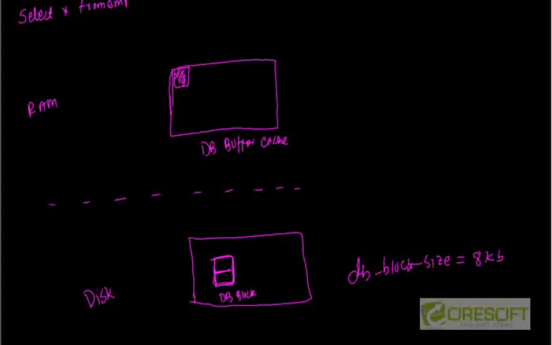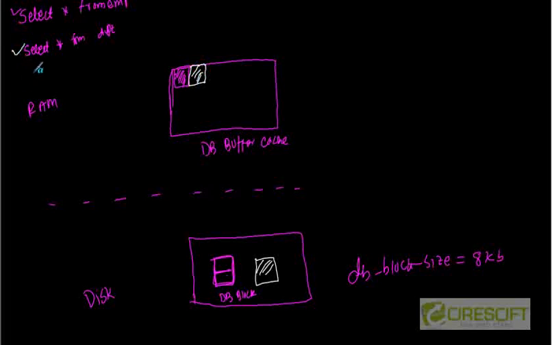So let's say after some time I give select star from department. Similarly, it will check whether the department's information is already in the buffer cache or not. If it's not there, it is going to read from the department block, which for example is this block, and put this department block in the DB buffer cache, and it will continue.